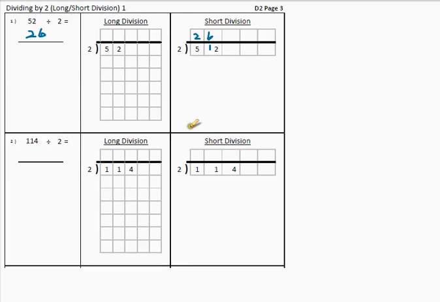How will I do this with long division? How does long division work? Let me show you. 2 goes in 5 twice. 2 times 2 is 4. Now to work out our remainder, we will take away 5 take away 4 is 1. Now this is the remainder, the same as there. Now you bring down the 2 next to the remainder.